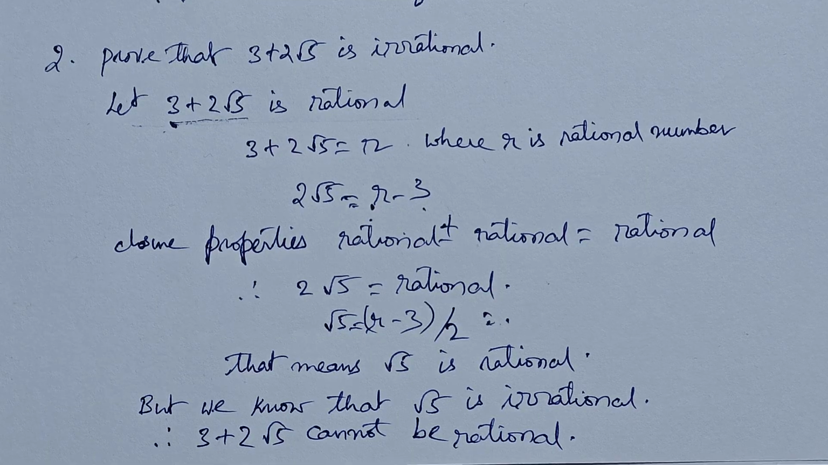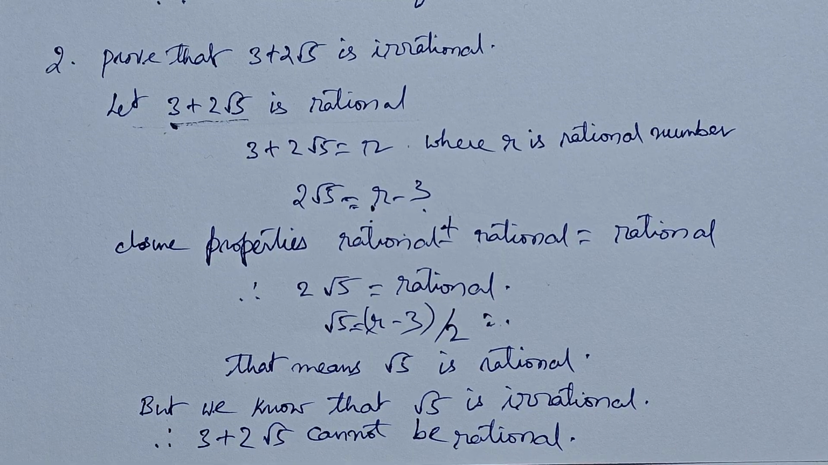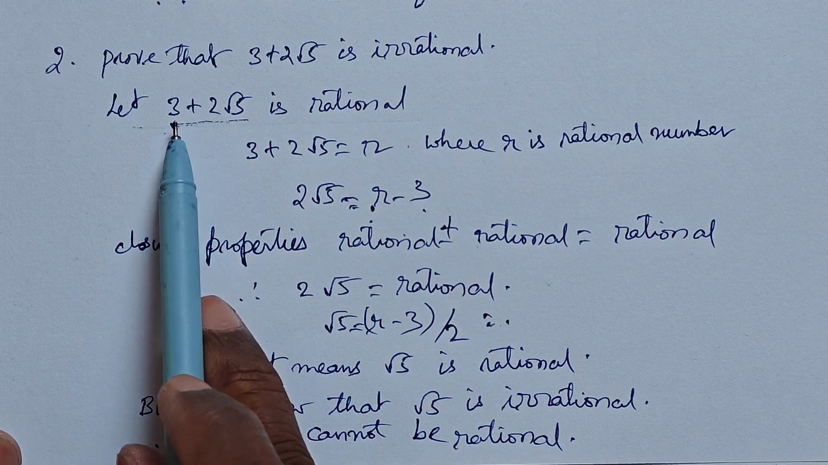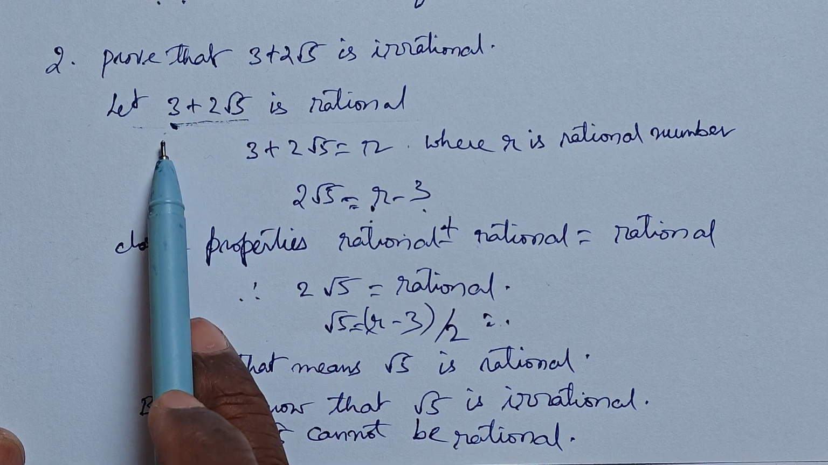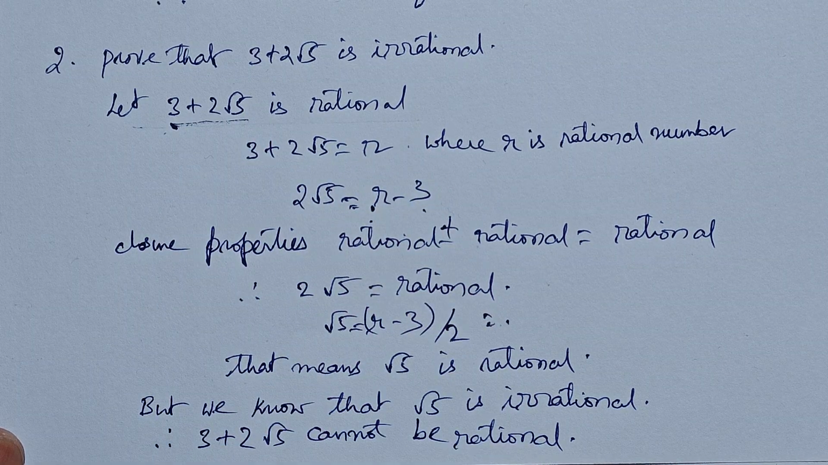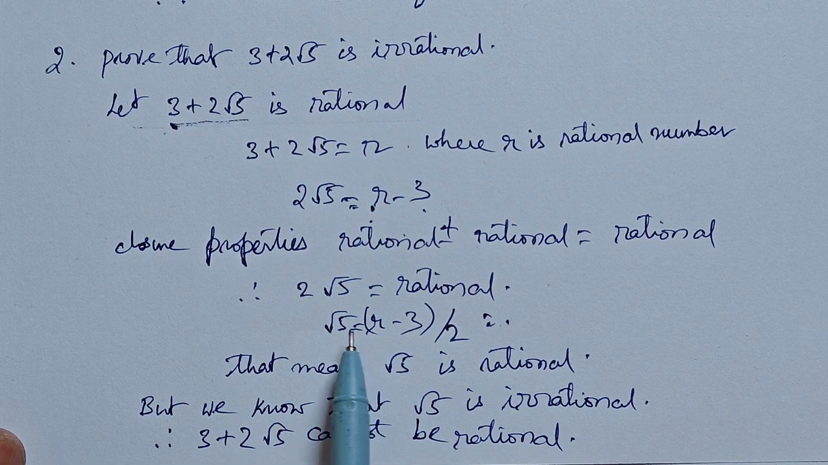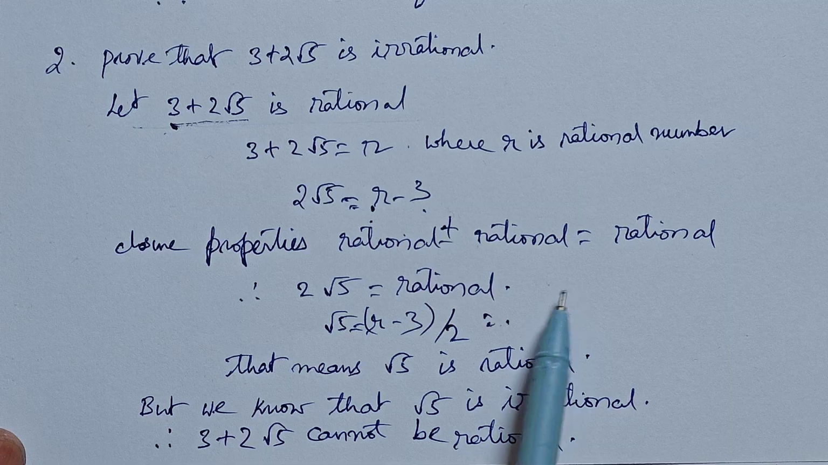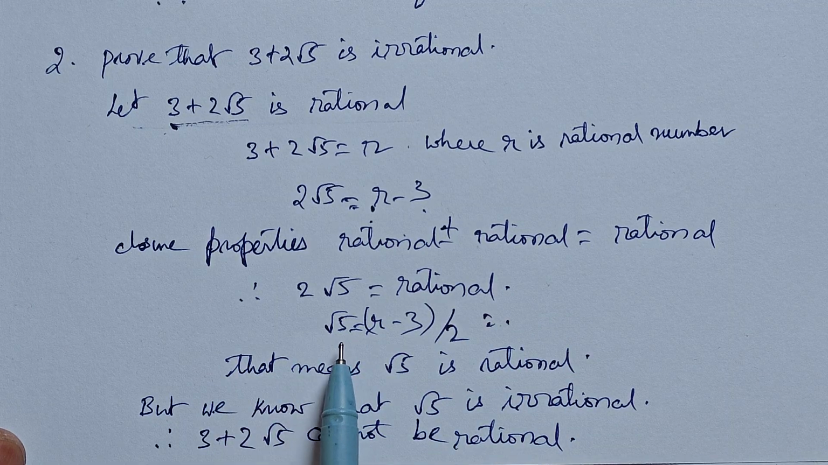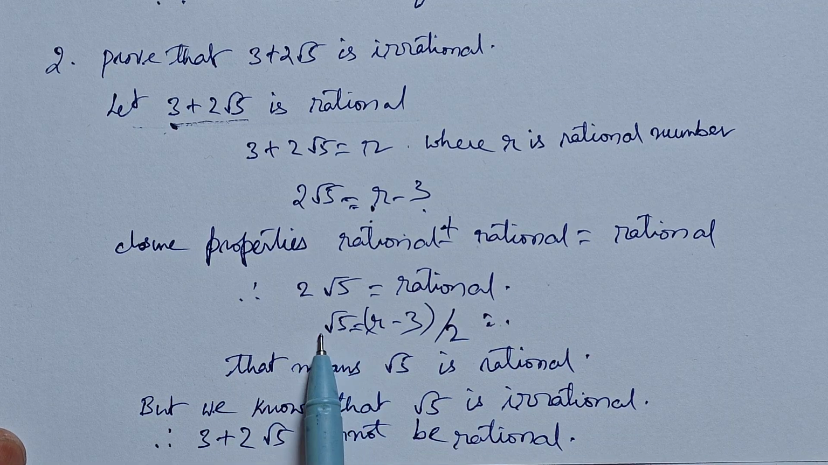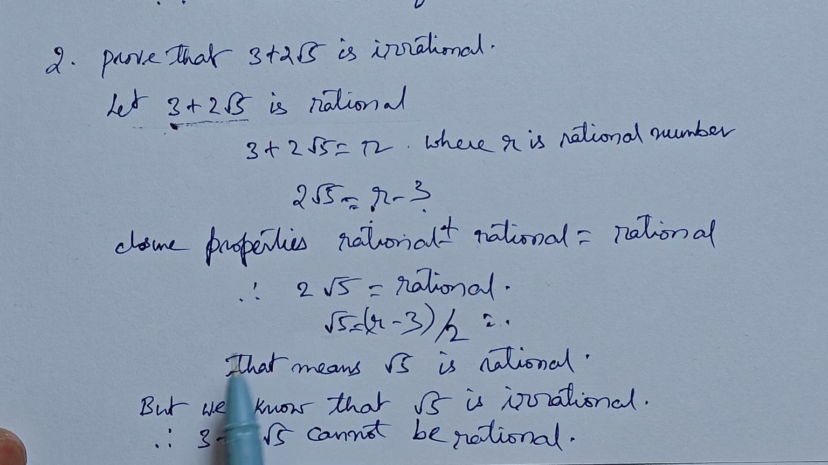So this is the second method to prove any irrational numbers which are like rational plus irrational content. It can be assumed to be a rational number. Try to get the irrational part to the left side, rational part to the right side, and we know this. Here you don't need to again prove root 5 is irrational. We know it already. So that is the reason we say it is irrational, and our assumption is wrong.